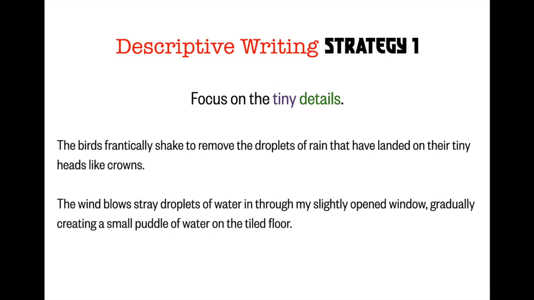When you're describing the neighborhood and the rain falling in the neighborhood, is the first thing you think of the tiny birds shaking their heads to remove the water from their head? No, that's not the first thing you think of. But by focusing upon the tiny details like the small bird, it really brings the scene that you're describing to life. It engages the reader and it makes your descriptive writing very rich. Let's have a look at the second example. "The wind blows stray droplets of water in through my slightly opened window, gradually creating a small puddle of water on the tiled floor." Again, tiny details, small details. This helps to create a really rich piece of descriptive writing.